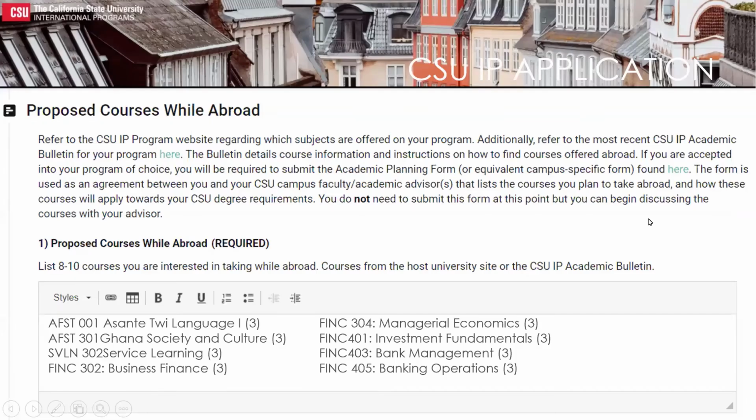Having copied those class titles, I go back into the application and I will begin copying and pasting at least 8 to 10 courses here, including some of the required classes to show I know the structure of the program.